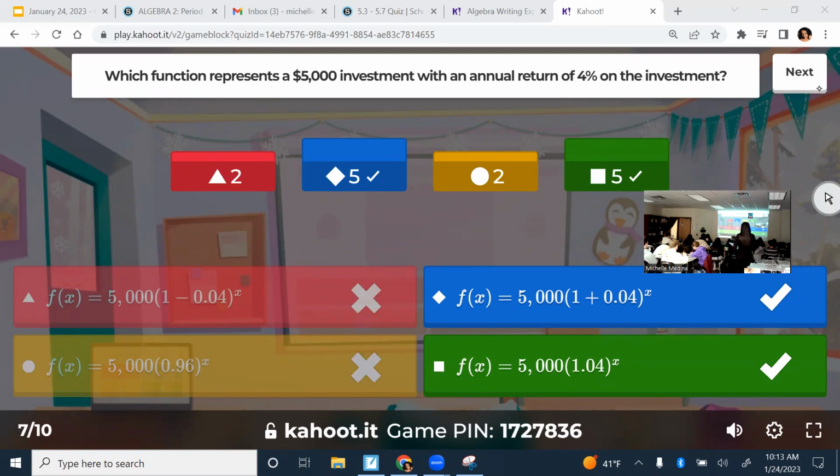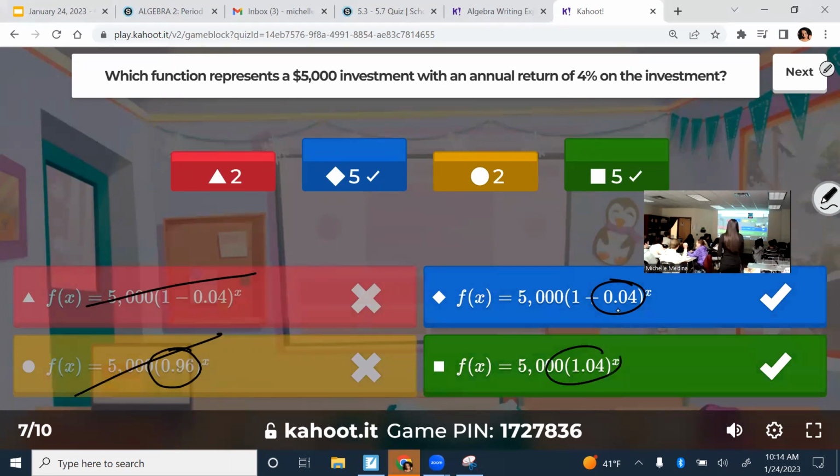Increase. Okay, so usually when you invest money, sometimes you lose money, but if it says you have an annual return of 4%, that means you're gaining money. So anything that would have a minus after the 1 should be eliminated because that would be decay, not growth. Same if it's attached to the exponent and it's less than 1, that's decay, not growth. All right, initial amount, 1 plus the growth rate as a decimal. 4% as a decimal is 0.04, or if they combine that already, it'd be 1.04. Question?